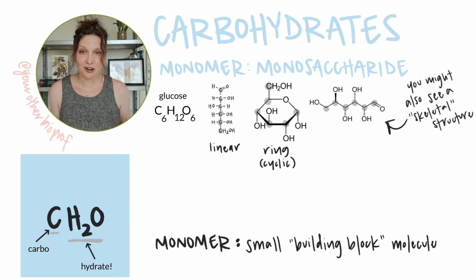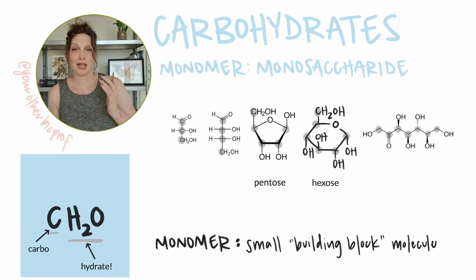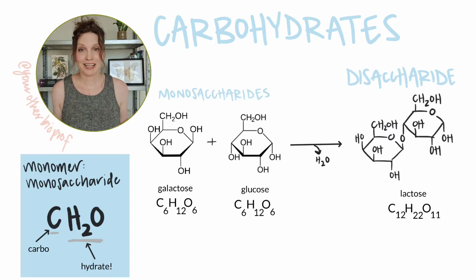Monosaccharides stay pretty small, about 3 to 7 carbons, and most of the ones you'll run into have about 5 or 6 carbons, so pentose or hexose sugars. What about when we double it to make a disaccharide? This one's lactose. Still carbon, hydrogen, and oxygen.